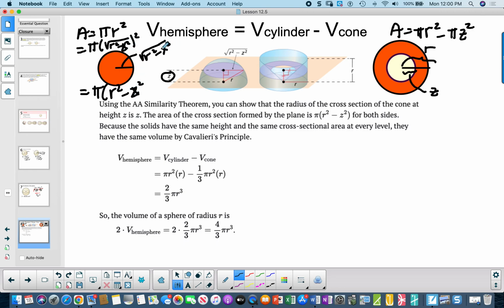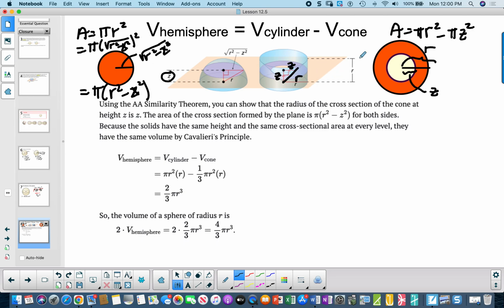Okay, now let's take a look at this disc, and we can see that again this is a right triangle, and these lengths are the same. This is a z length, and this is also a z length here, and over here is a radius.